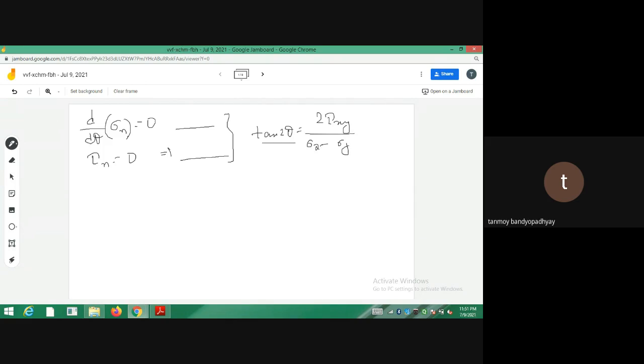Any principal plane will be denoted by theta P. So what is the principal plane? A principal plane is where the normal stresses are extremum, either maximum or minimum, and the shear stresses are 0. So always a principal plane will have the shear stress equal to 0. So this tan 2 theta P is equal to this one. This actually represents two values of theta.